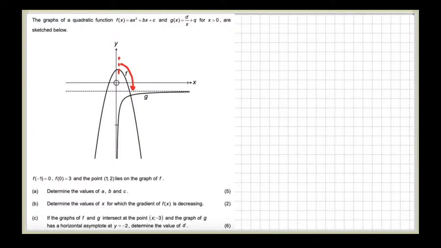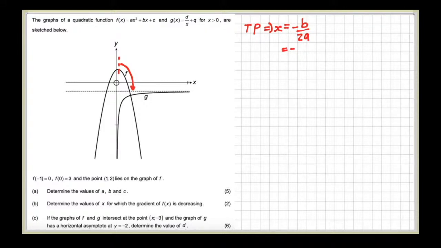But for that, I actually need the turning point. I need the axis of symmetry. So I'm going to use x equal to negative b over 2a. Let me just write that a bit better. x equal to negative b over 2a. Please feel free to use calculus, first derivative equal to naught. I'm just going to go for this.